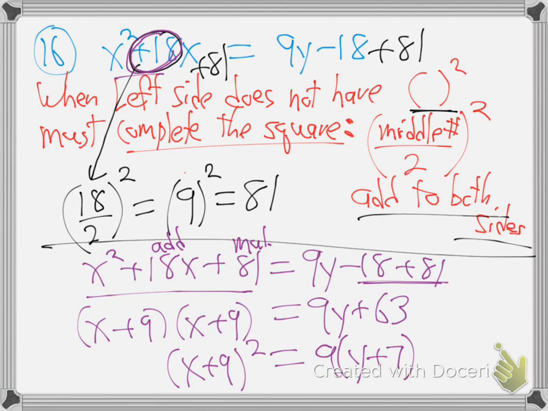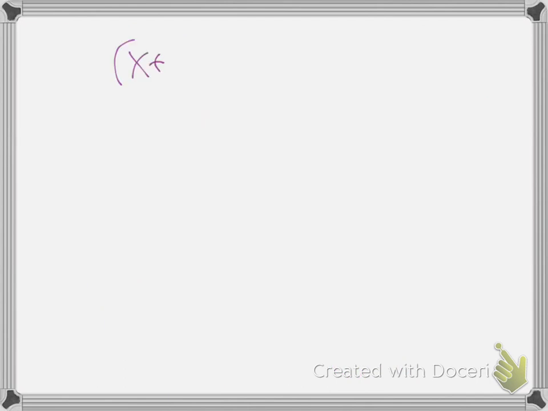Well, almost. Now we've got to force the 4 out. We've almost got the look we need. Is everybody good to there? Let me pause for a second and take any questions you might have. Let's keep going. So we have x plus 9 squared. And the other side is what? 9 times y plus 7. Last thing is we've got to force a 4 out, don't we?